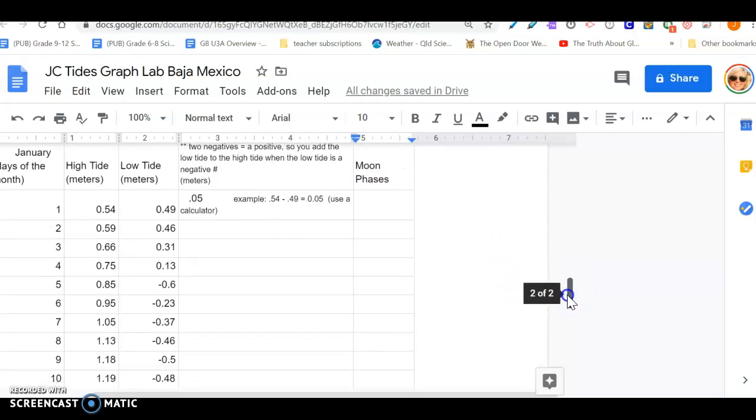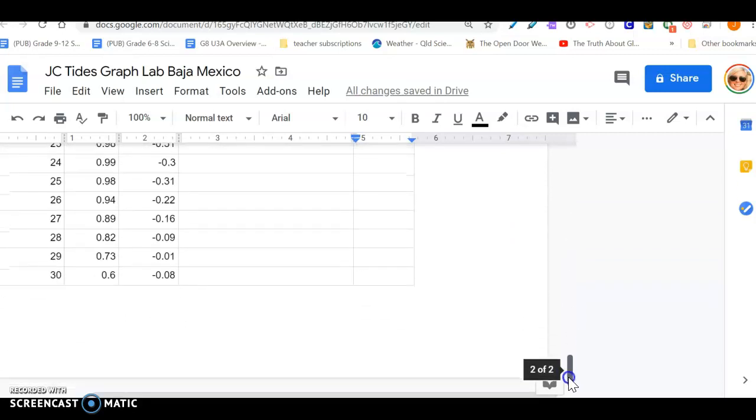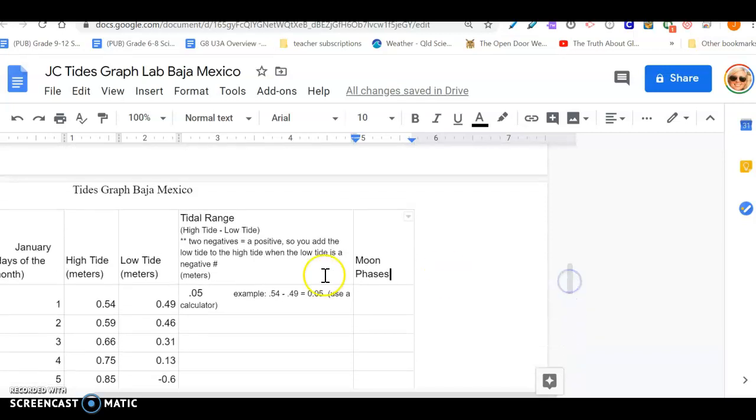So again, for I believe it's number 5, you have to write in the tidal range right here, all the way down to, it's from January 1st to January 30th, and I've done number 1 for you. And you can see the tidal range right here is 0.05, and I got that answer by simply using my calculator. I put in 0.54 minus 0.49, and my answer is 0.05. Because 0.49 plus 0.05, you're going to get 0.54, okay?